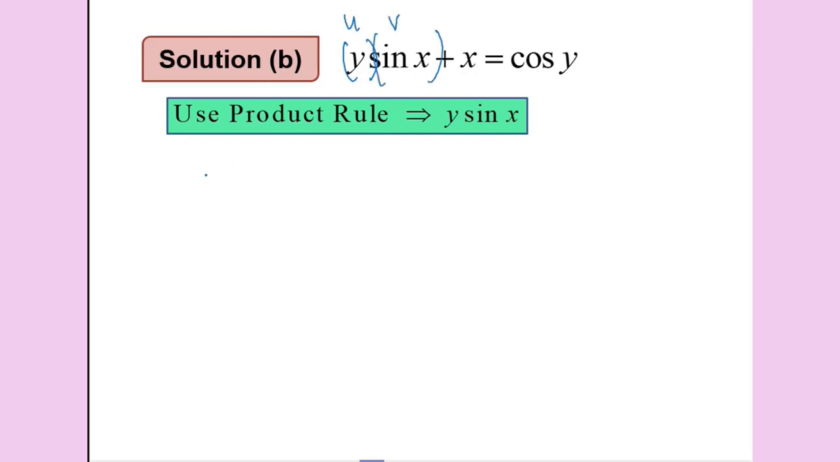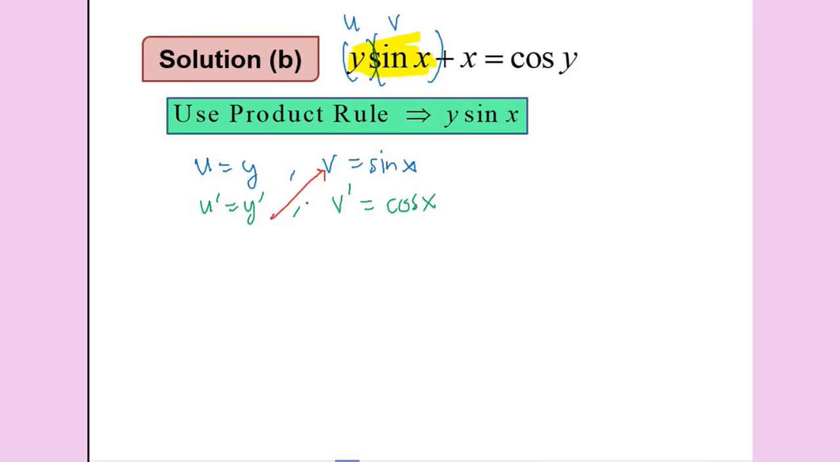UV. U equals y, V is sin x. This one only. We are only on this one. Then u prime with y prime. Easy, right? Or du dx equals dy dx. V prime, it can't be sin prime, right? Differentiate, cos x. So this.